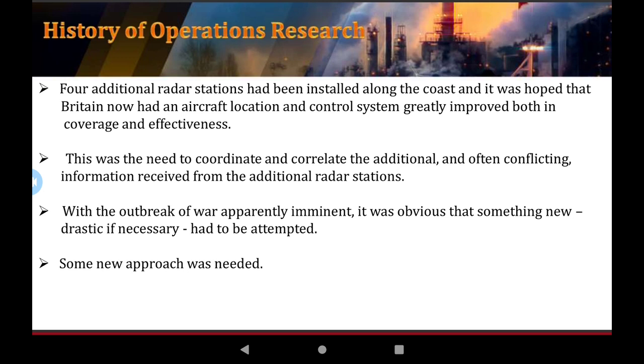Four additional radar stations had been installed along the coast, with some techniques and tools for aircraft location and tracking by the radars. In 1938, aircraft location and control were greatly improved, both in coverage and effectiveness. According to the aircraft system, there was a need for coordination.